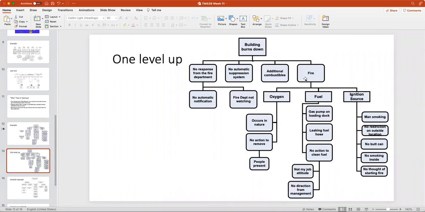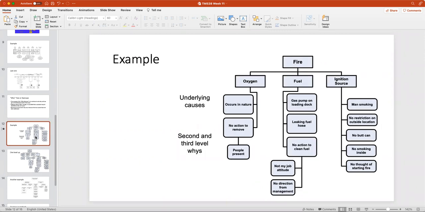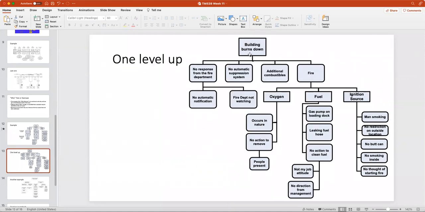So here's our initial progression. See that? And now we're adding this in with the building burned down. Okay, well, there was no response from a fire department, no automatic suppression system, additional combustibles, these kind of aspects here. And then you just kind of start going down. This one only goes deep into the fire web, this example, but you know, no automatic notification, why not? Fire department not watching, why not? And those aspects there.